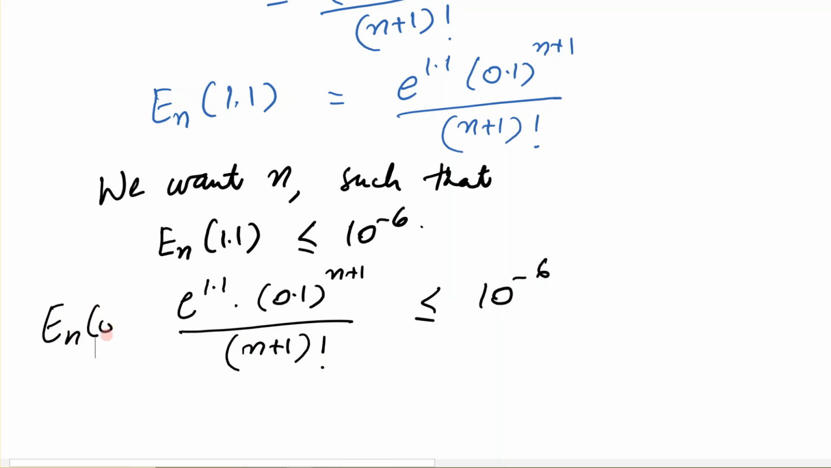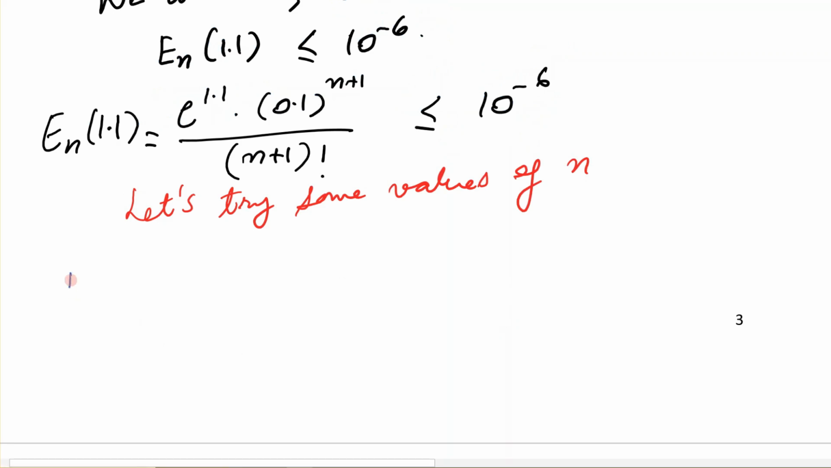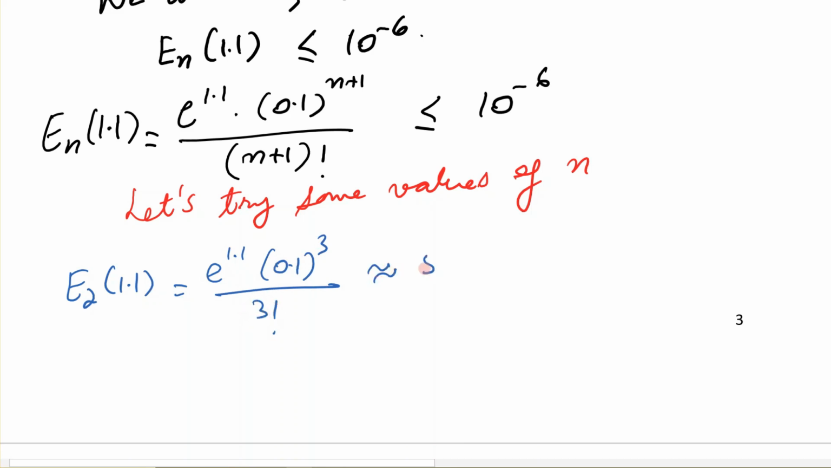In order to find such n, we need to plug in some n values and see after what x raised to power n term we get an error less than 10 raised to power negative 6. So let's try some values of n. If I use n equals 2, then that is 1.1, 0.1 raised to power 2 plus 1 is 3, over 3 factorial. So this is approximately 5.01 times 10 raised to power negative 4. So this is greater than 10 raised to power negative 6. So this doesn't work.